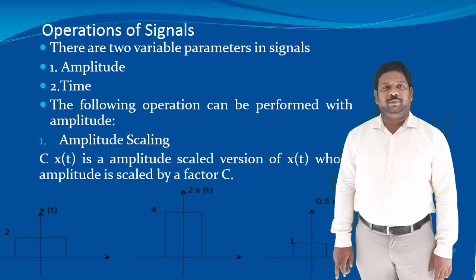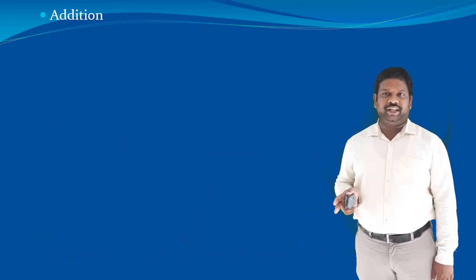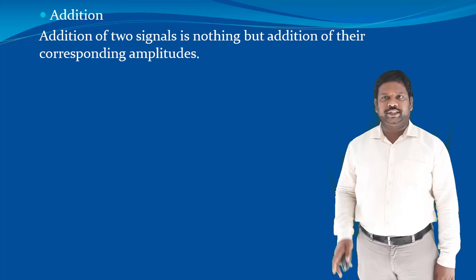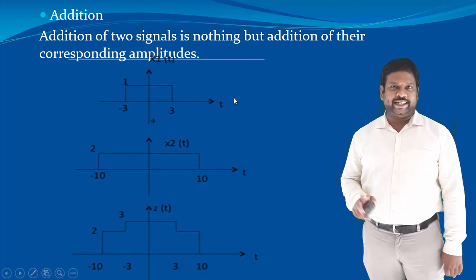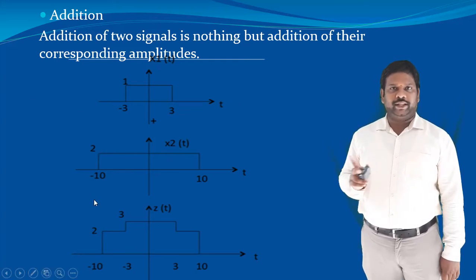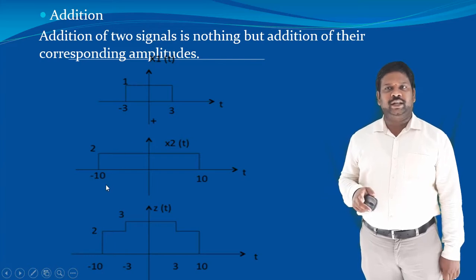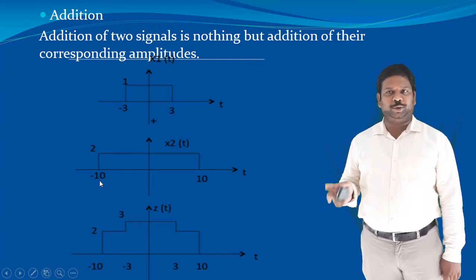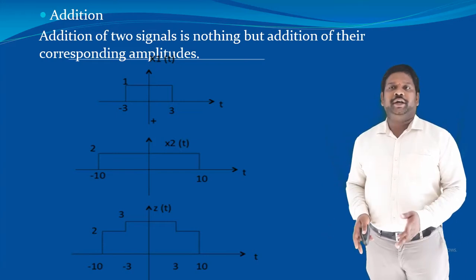Next is the addition of two signals. Addition of two signals is nothing but the addition of their corresponding amplitudes. Amplitudes should be added. That is, in the first signal, we will have the amplitude as 2. In the second signal, the amplitude will be 1. That is, in the first signal, the time duration is from -3 to 3. In the second signal, the time duration is from -10 to 10. And therefore, the addition of these two signals will be done here.